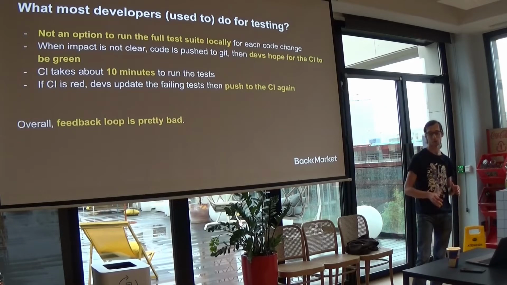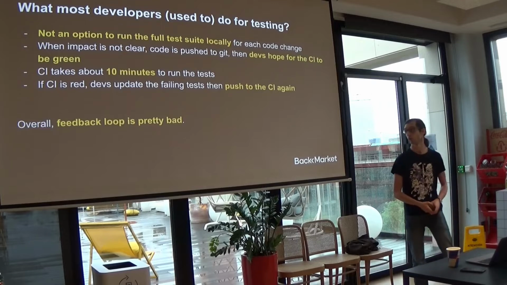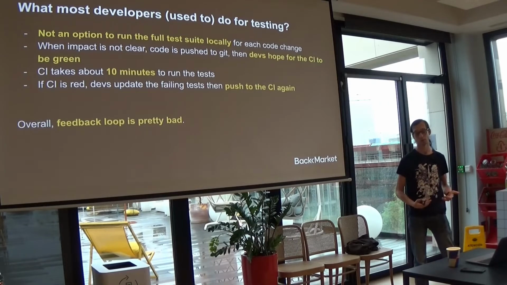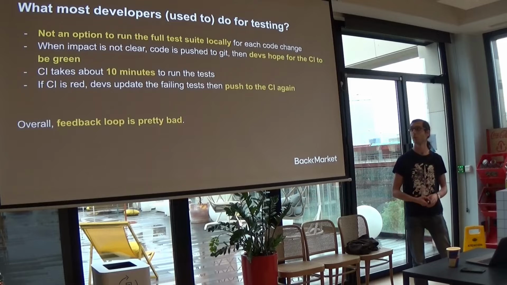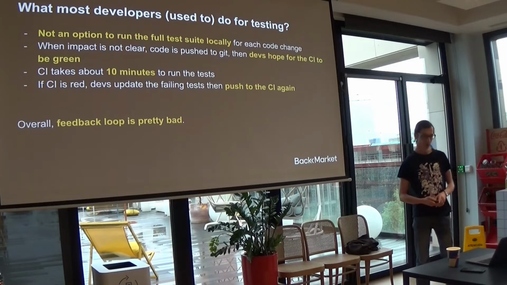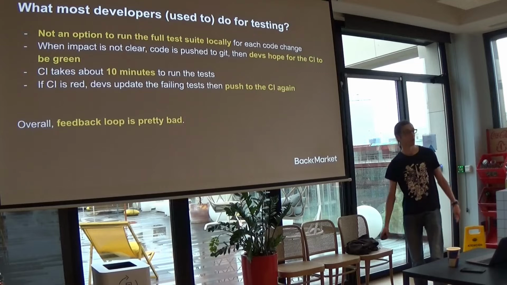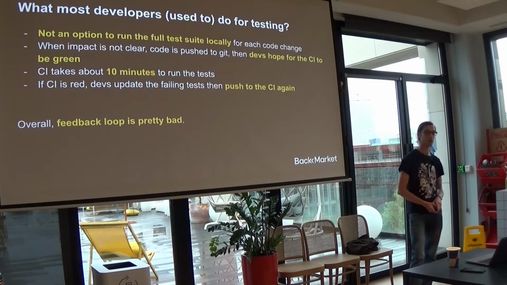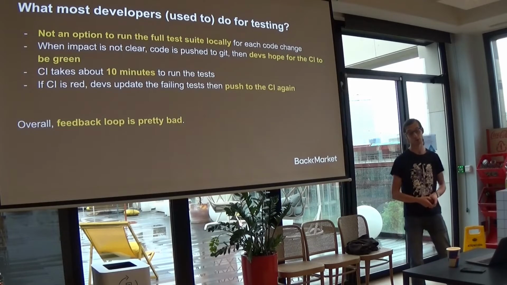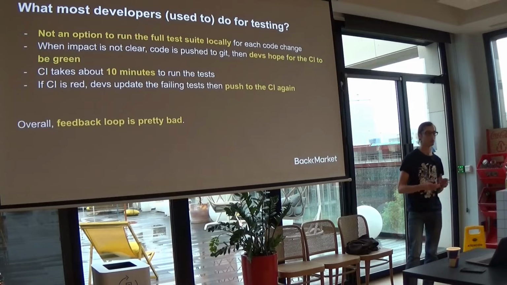So the CI takes about 10 minutes to run the tests, so it's way better than the 45 minutes in local environments, but it's still a lot of waiting for the developer, especially if the developer doesn't know beforehand if the CI will be green or red. So in case the CI is red, the developer will basically update the failing test and push to the CI again. So they will need to wait, again, 10 minutes. So overall, the feedback loop is pretty bad for the developer.